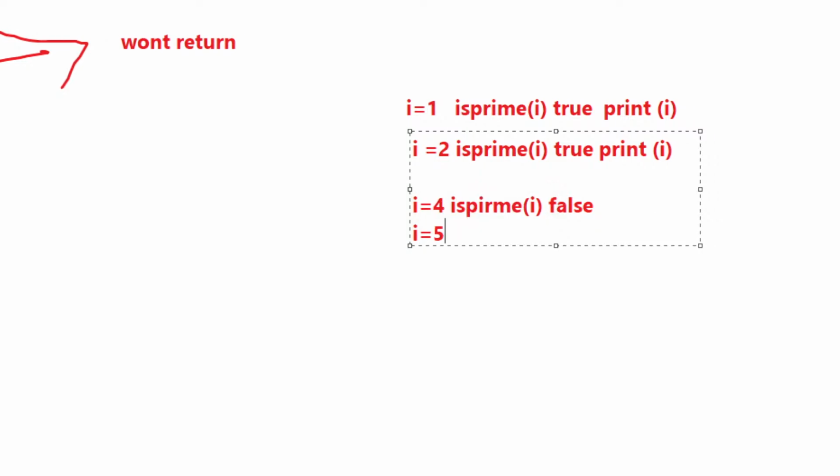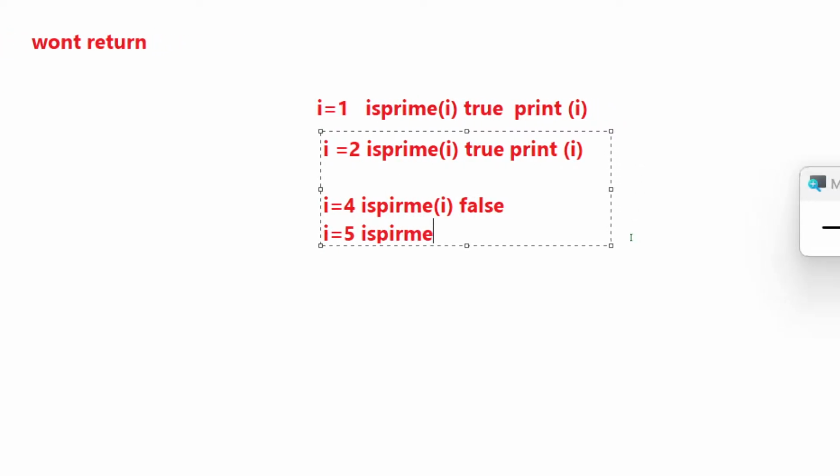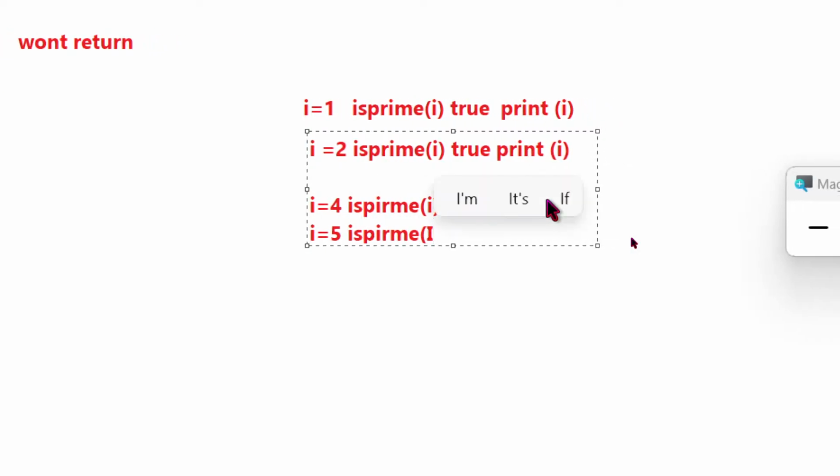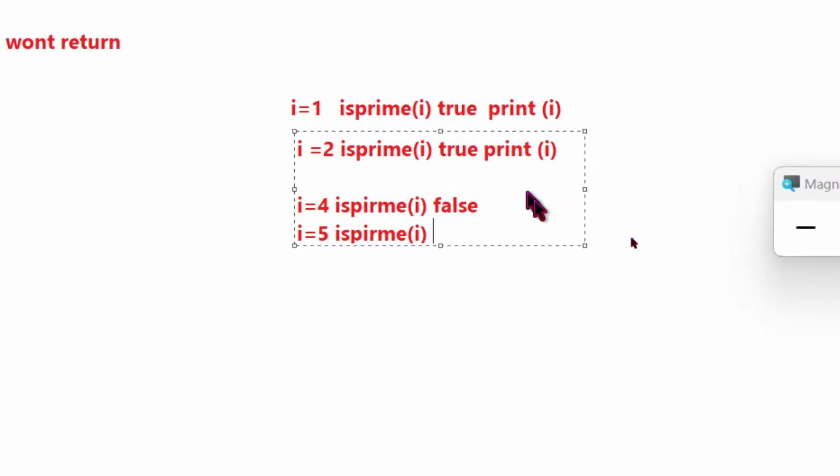Now I equal to 5, is prime method of I. Whenever it is not a prime number, it will return false. So if the condition is not satisfied, it won't print anything. It will directly go to the next iteration.